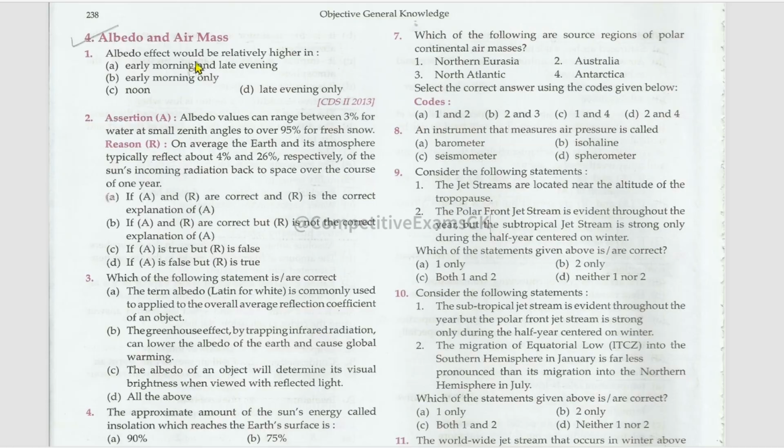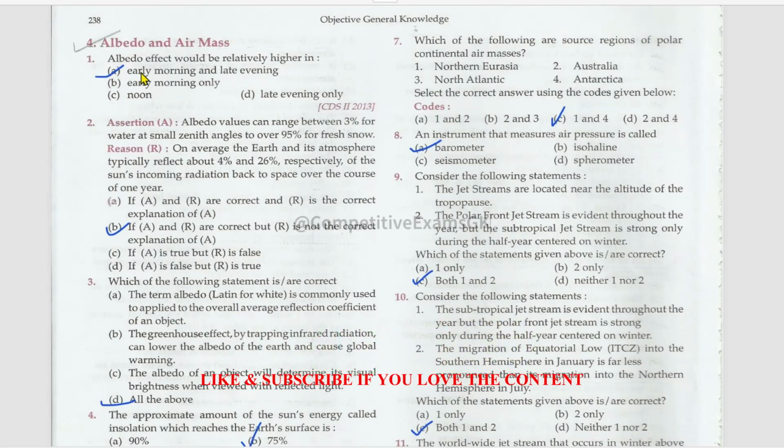Next subtopic is albedo and air mass. Albedo effect would be relatively higher in early morning and late evening. Next, assertion and reason. Albedo values can range between 3% for water at same zenith angles to over 95% for fresh snow. On average, the Earth and its atmosphere typically reflect about 4% and 26% relatively of the sun's incoming radiation back to space over the course of one year.